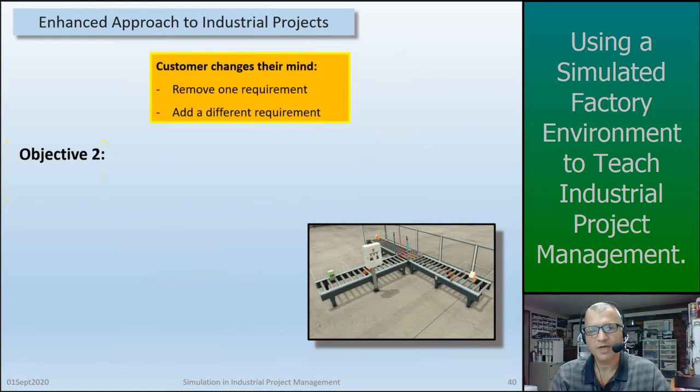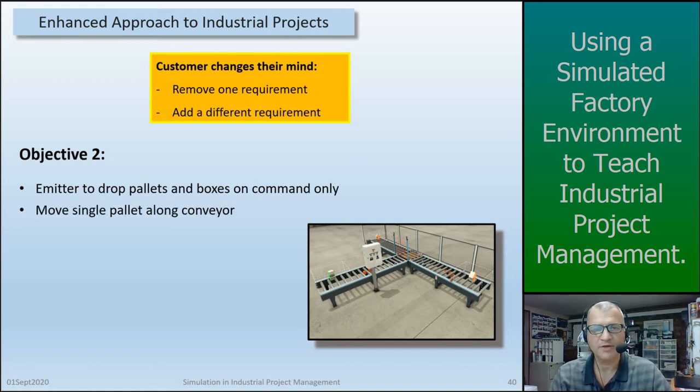So now we tell the students what happens if the customer changes their mind. Well, what if they're going to remove some requirements or add other requirements? So in this case, we come up to Objective 2. In Objective 2, we want to have the pallets enter the system on command only, same as we had before. We're going to move a single pallet along the conveyor.